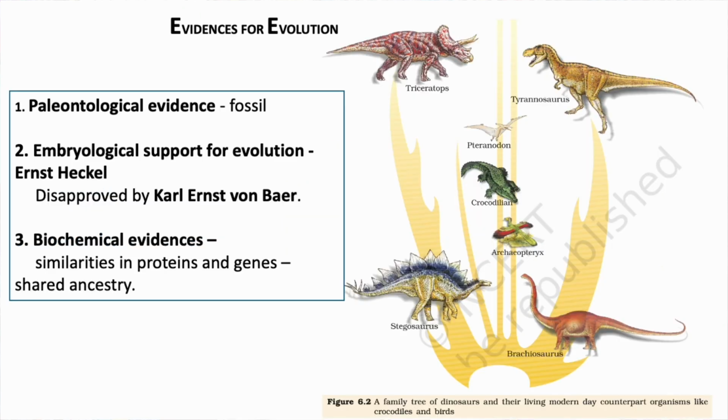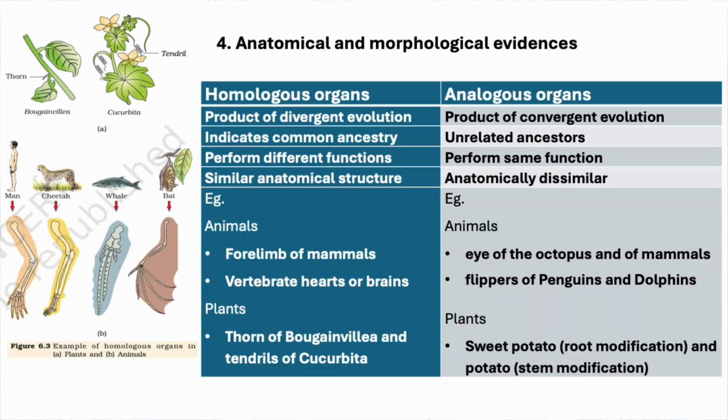After that, we went to the evidences of evolution, where first we learned paleontological evidences, which involved fossil evidences, embryological evidences, which was disproved later by von Baer, then biochemical evidences, which talks about the similarity in different biochemical products like proteins and genes in different organisms. And when you learn anatomical and morphological evidences, compare and learn homologous and analogous organs along with the examples and pictures given in the textbook.